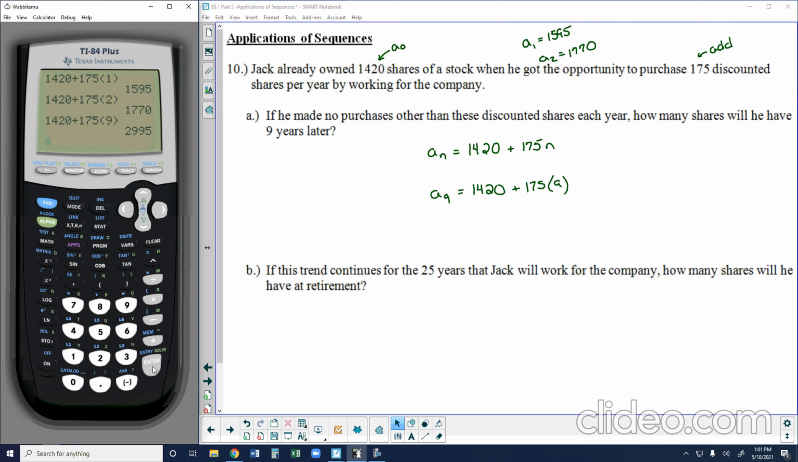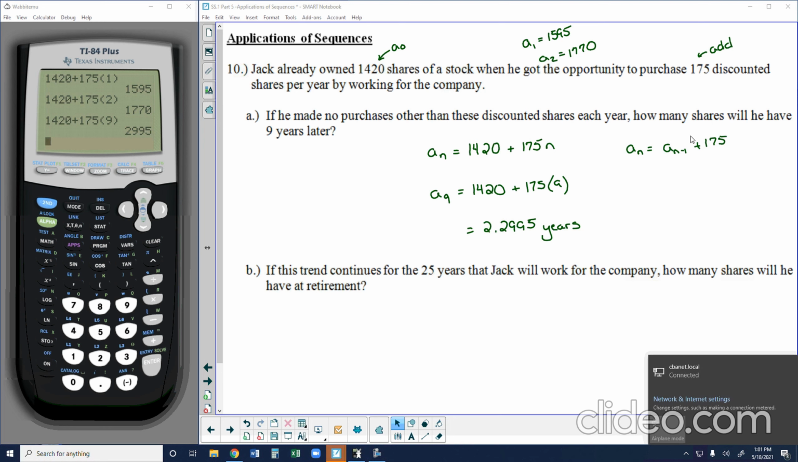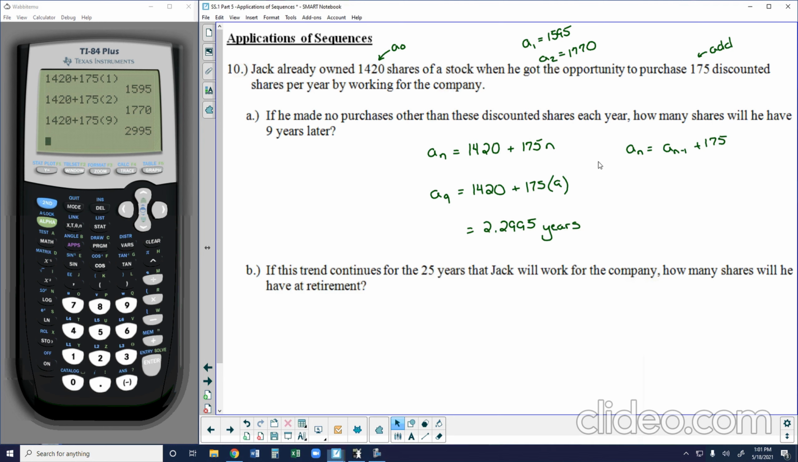So initially what we did here was we established that he's adding 175 per year. And so we could use a recursive formula. We could do a recursive formula, A sub n equals A sub n minus 1, the year before, plus 175. But it's a little bit easier for us to write an explicit formula or a general form for the amount of stock that he has. So that way we can easily find the 9th year, the 10th year, the 30th year if we need to, or maybe even 100 years. If he worked for a company for 100 years somehow with modern medicine, we could find how many shares he would have at that time.